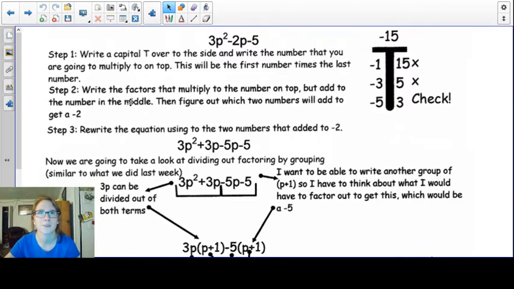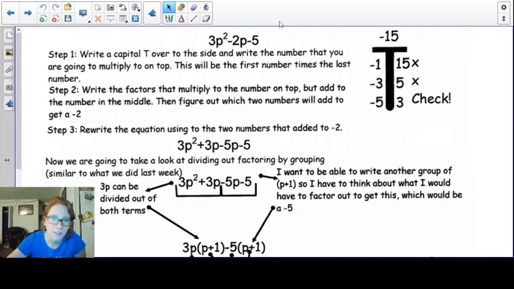Cool. Step number 2. Write the factors that multiply into the top but add to the middle. So 1 and 15, nope. Negative 3 and 5, nope. Negative 5 and 3, woo! So again, we're going to multiply to the last number, add to the middle number. Notice how that doesn't change. That process will still be the same of multiplying the first with the last and adding to the middle. So in this case, we're going to do negative 5 and 3 again.